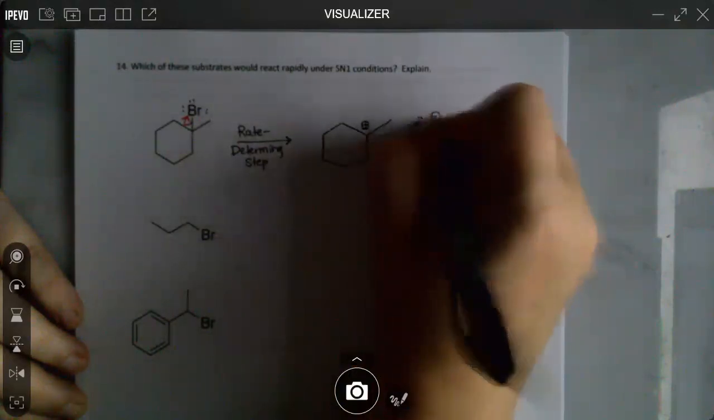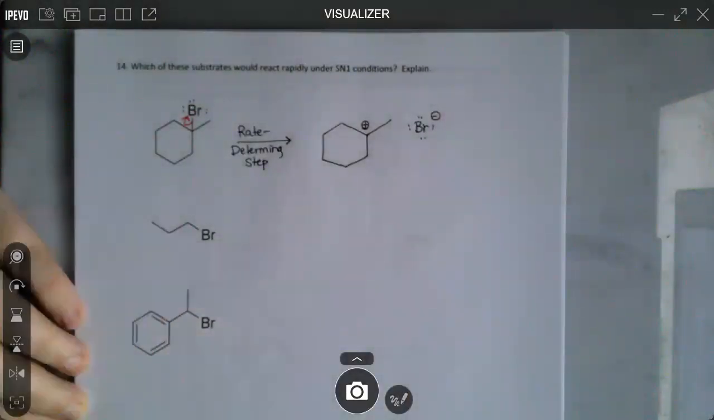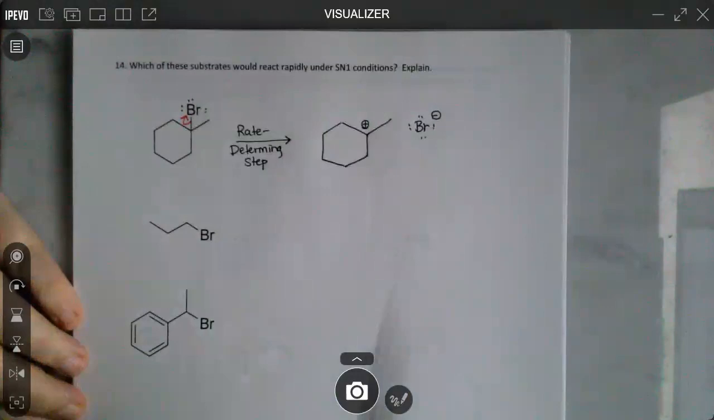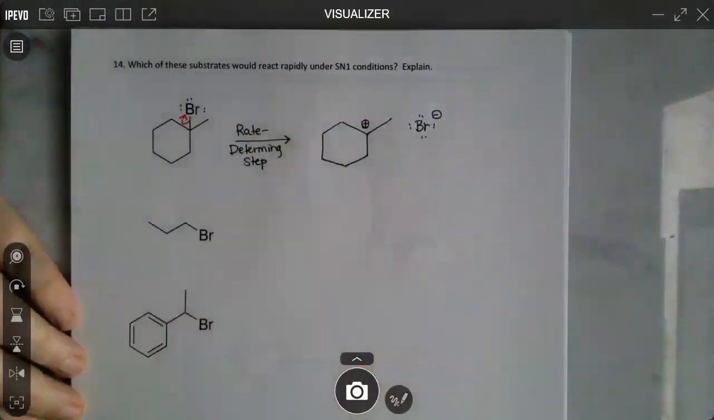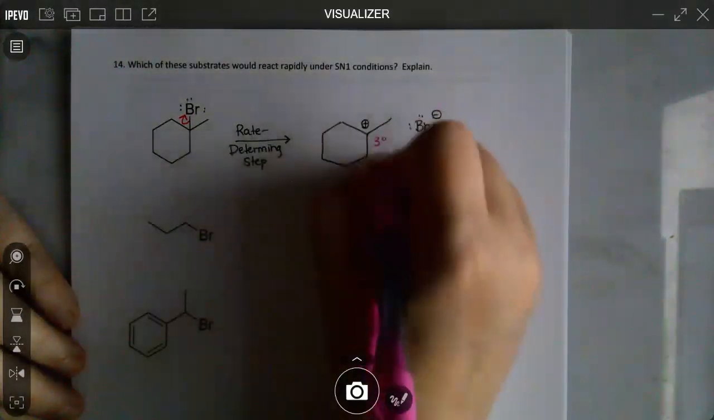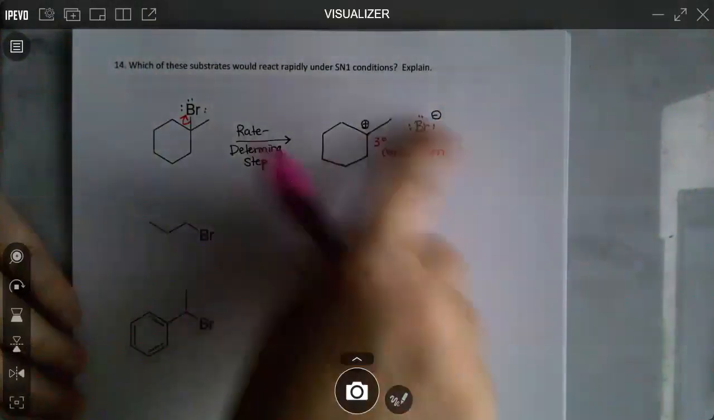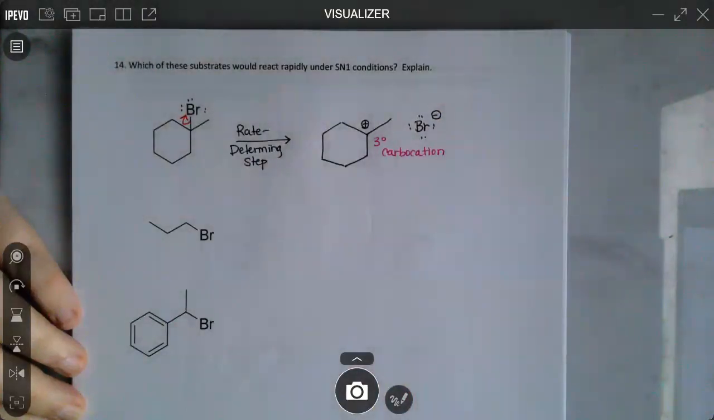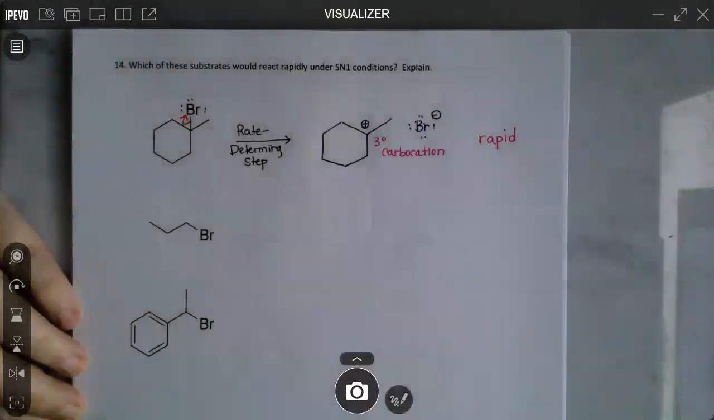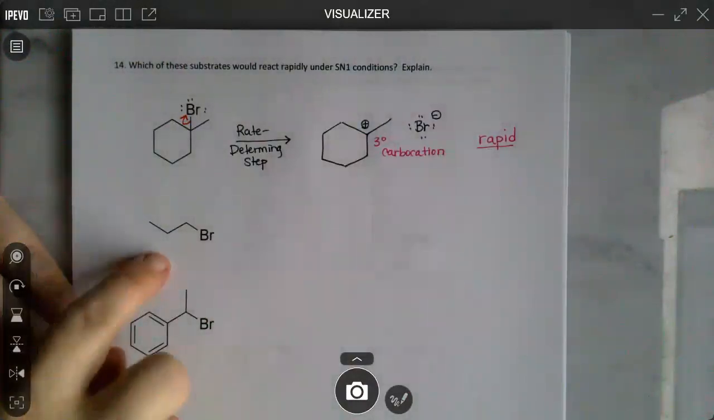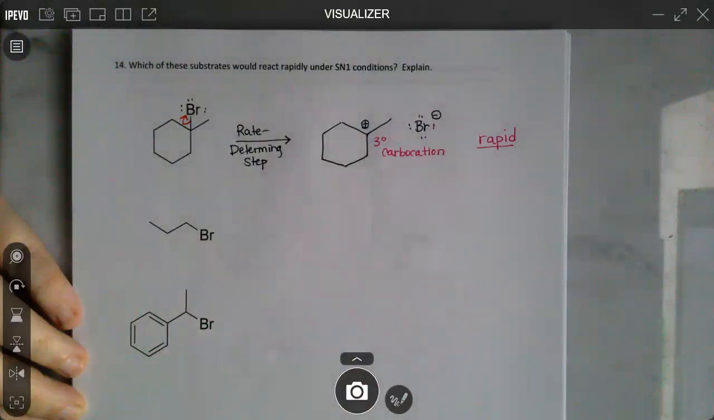Now, in all of these cases, bromide is going to be the leaving group, and bromide is a good leaving group because it's a weak base, right? And so we really want to just look at the stability of the carbocation. So this is a tertiary carbocation, and we know that those form easily, right? So this is considered a rapid SN1 reaction. So this one is going to be very, very slow, right?